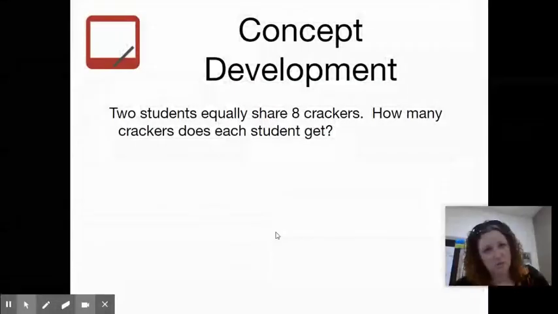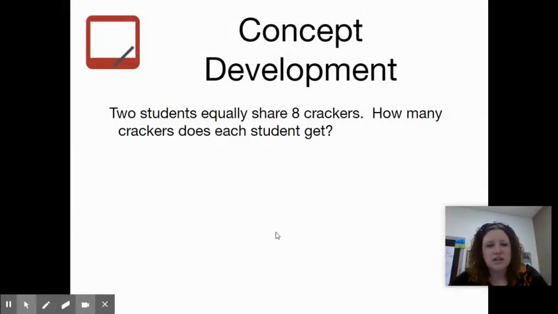Now let's look at a division problem. 2 students equally share 8 crackers. How many crackers does each student get? Got 2 kids, 8 crackers.